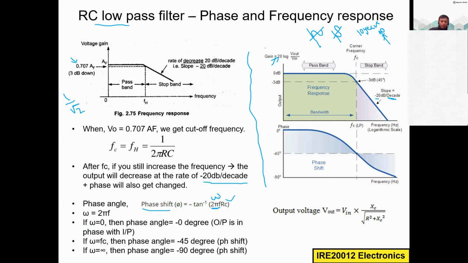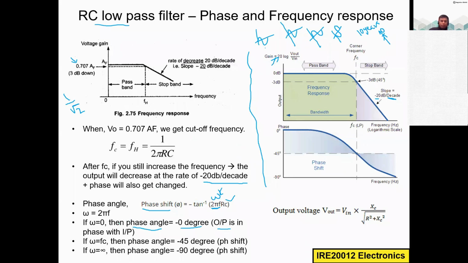Now you apply this: if omega is equal to 0, then what will happen? 0 multiplied by the R and C values is going to be tan inverse 0, so everything is 0. The phase angle is 0 degree, which means the output is in phase with the input. Whenever this omega value is 0, there is no phase shift at the output. Whatever input you apply, the same you will get at the output.